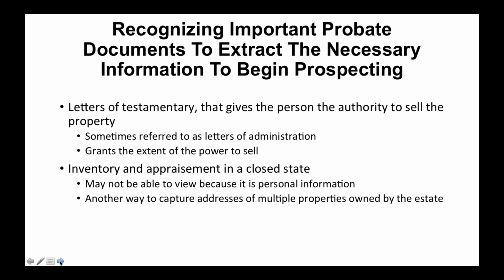So it's petition to probate the estate. That's the first thing that happens. Next is an appointment of the personal representative, or confirmation of the personal representative or executor, or appointment of the administrator. So that's the person that's going to sell the stuff. And then the third is the letters of testamentary. This now gives the person that was appointed in the previous action the authority to sell.